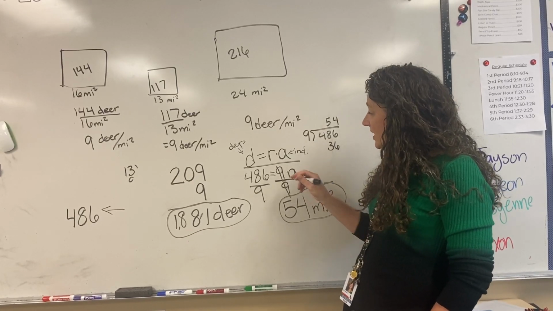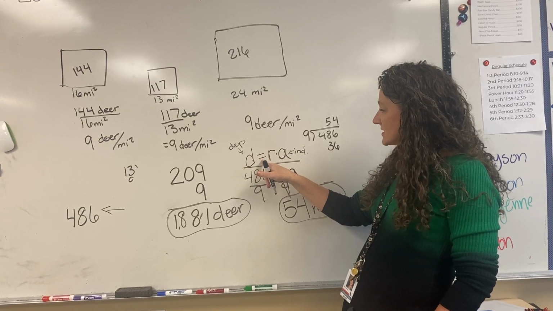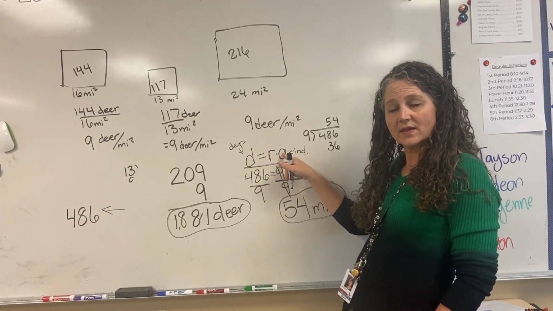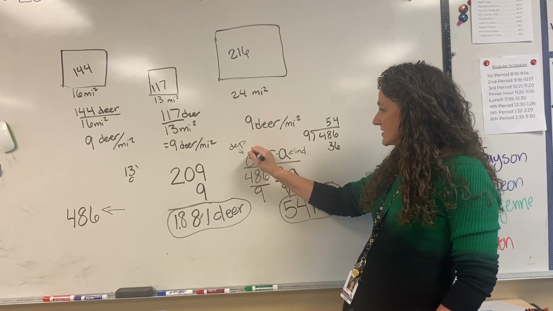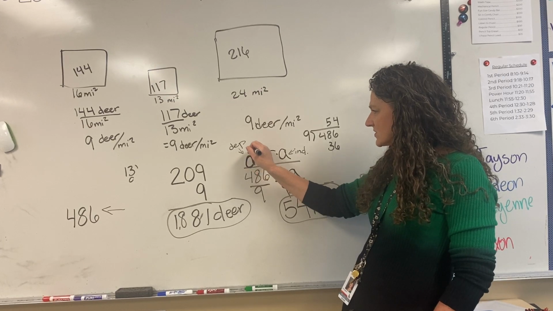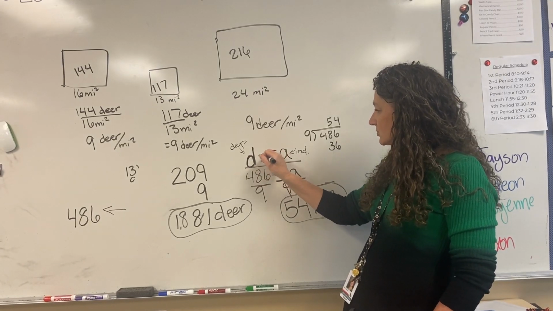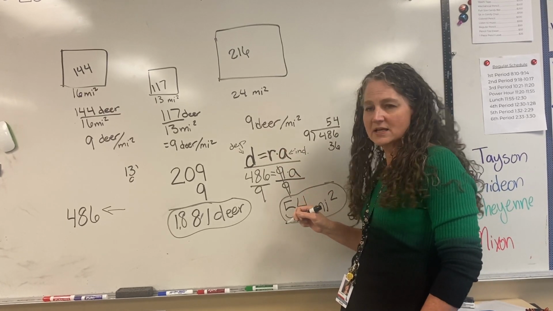The reason I wanted to do that is the dependent variable always equals the rate multiplied by the independent variable. So when you're setting up these equations, you can remember that. The dependent variable, which I didn't make D for dependent, I made it D for deer, but that was sure convenient, equals the unit rate times the independent variable, which in this case is area.